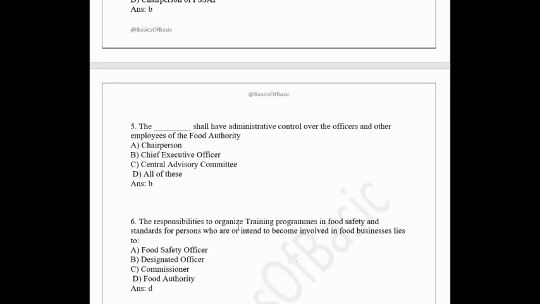The responsibility is to organize training programs in food safety and standards for persons who are or intend to become involved in the food business lies to. So the question here is, the responsibility of giving training in food safety and standards for persons who are involved in the food businesses. A food business operator is involved in a food business, so who will have the responsibility to give training to them? The answer is food authority.